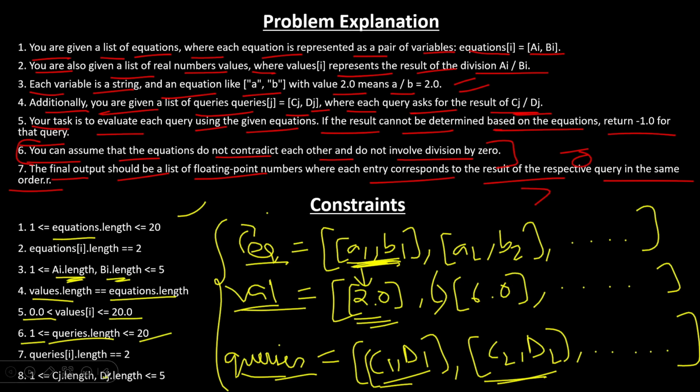Queries[i] length would always be 2 because C1 D1, C2 D2 will always be 2. And the length of Cj, Dj would be less than or equal to 5. So I hope you understood the problem explanation and the constraints. Now let's move to the next slide.